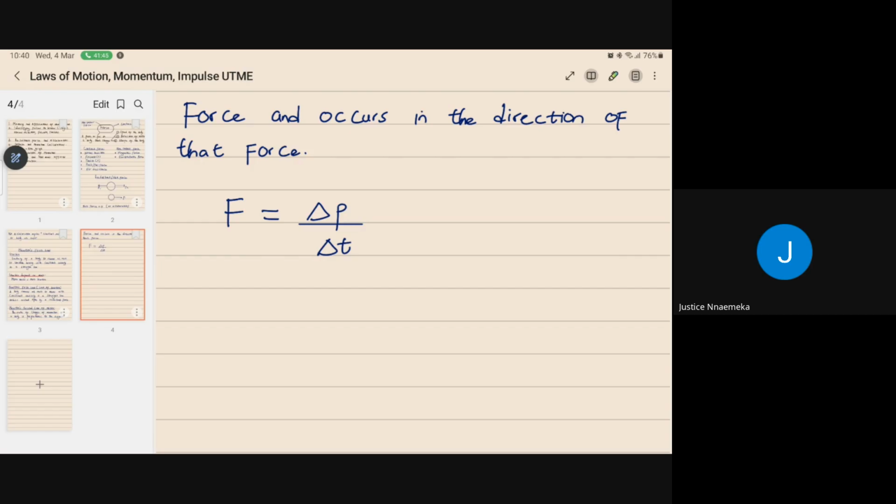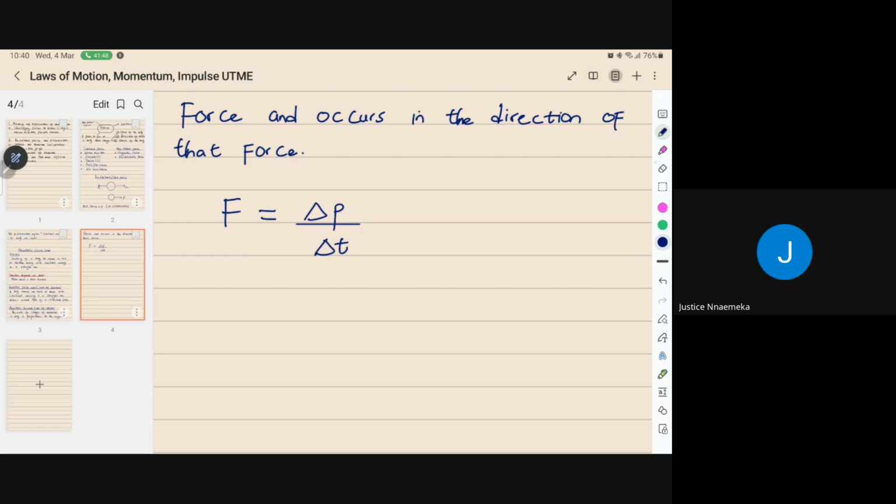Right. So now we have that your force is proportional to change in momentum, all over time. So this is Newton's second law, where F is the force, change in P is change in momentum, then over time. Now it's important to know that momentum is mass times velocity. Everybody should know this at this point, right?